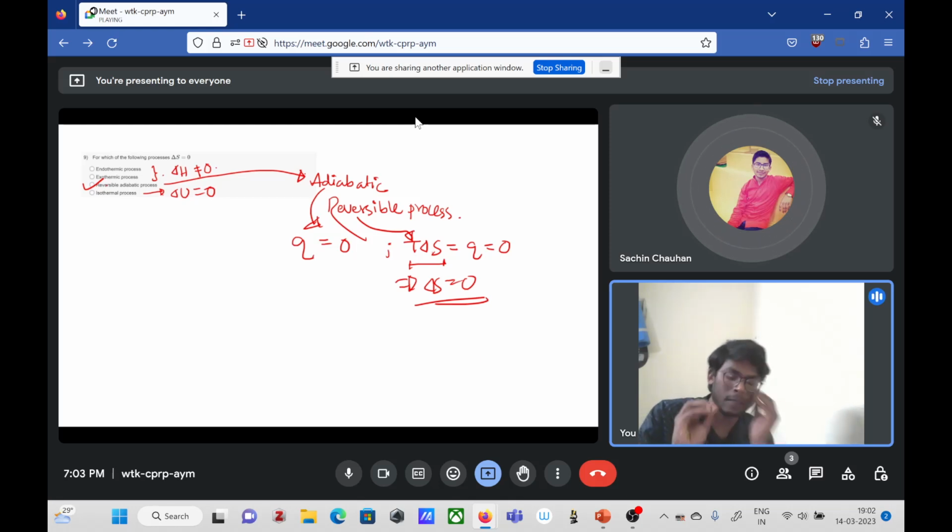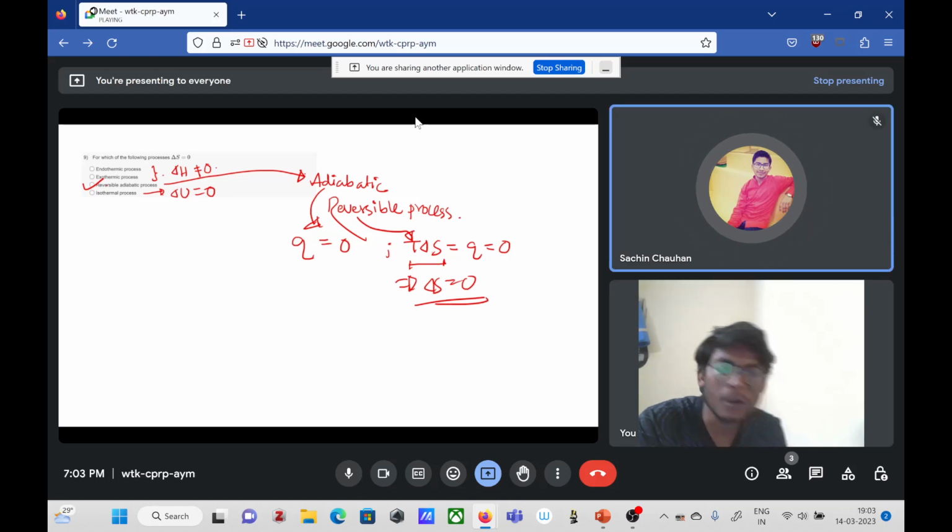So the main crux of the story is that delta H, the change in enthalpy, is not equal to 0 for endothermic and exothermic, and it depends on the sign: delta H less than 0 or greater than 0. Okay, is it clear? Yes sir. Okay.